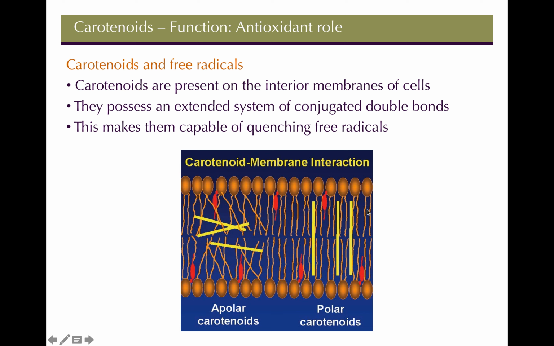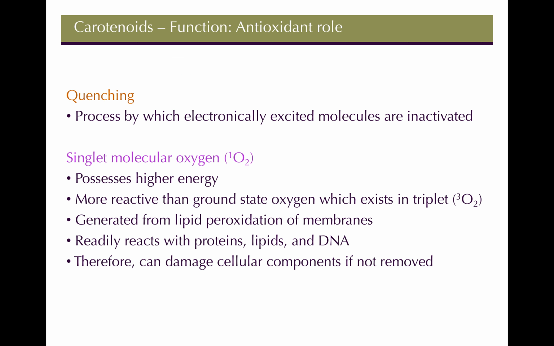So to back it up a little bit, carotenoids are present on the interior of membranes. Because of what they look like, if you remember, they have two ring structures, and then a long chain between the two rings. So they fit really nicely within a cell membrane. Once you consume them, they're either broken into retinal, then they do the other pathway. But if they're not, then in the case of other carotenoids, they end up in cell membranes to help perform this antioxidant function. And they possess an extended system of conjugated double bonds that makes them capable of quenching free radicals.